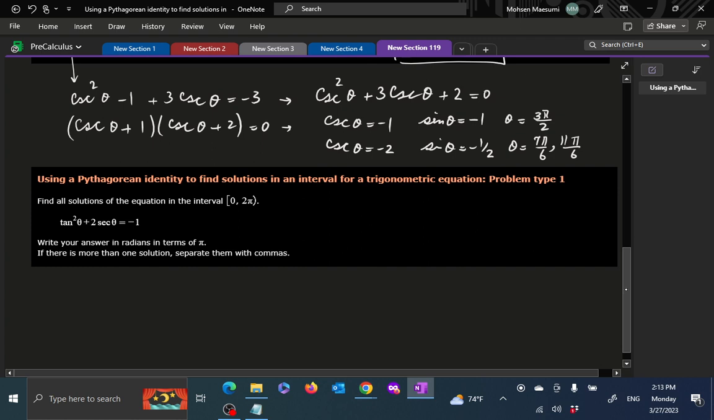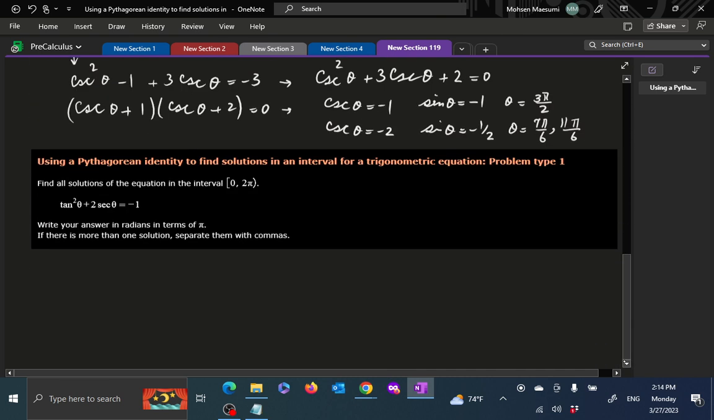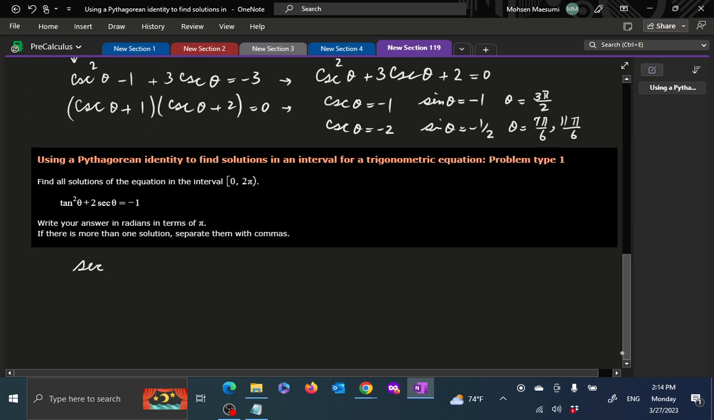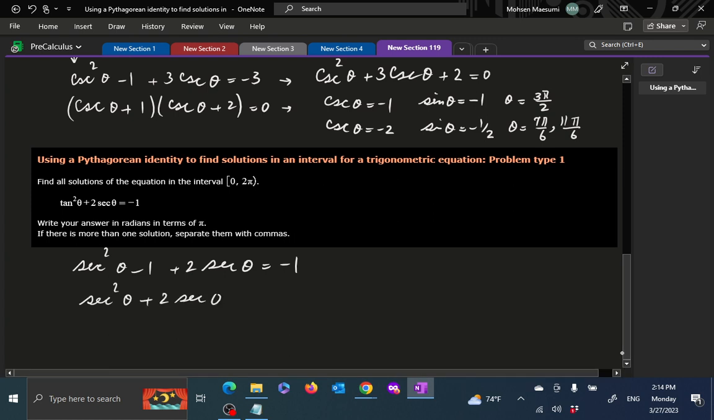How about with tangent squared? Again, tangent squared can be replaced by secant squared minus 1. So that is what we do. Secant squared of theta minus 1 plus 2 secant theta is equal to minus 1. The minus 1's cancel. All we are left with is this equation. We factor: secant of theta times secant of theta plus 2 equals 0. Two possibilities: secant of theta is 0 or secant of theta is equal to minus 2.